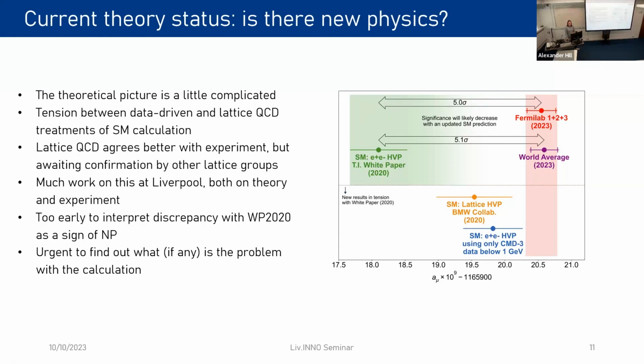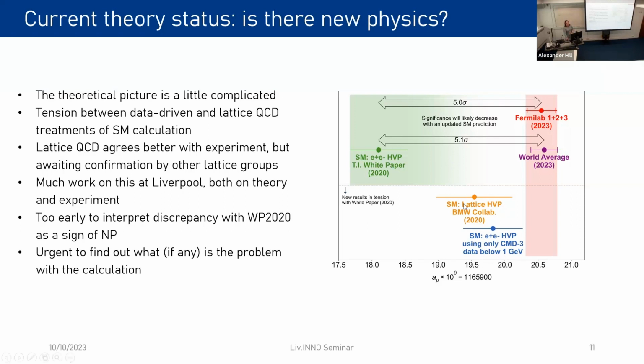The picture now is a little more complicated, and I won't go into all the theoretical details in this data science talk, but just to give you a bit of context, what's happened since is that there are a lot of novel methods in the theoretical community to try and do this standard model prediction. Traditionally, you use the data-driven method by summing up lots of different contributions from e+ e- colliders, because it's very difficult to calculate analytically and it would be very computationally intensive.